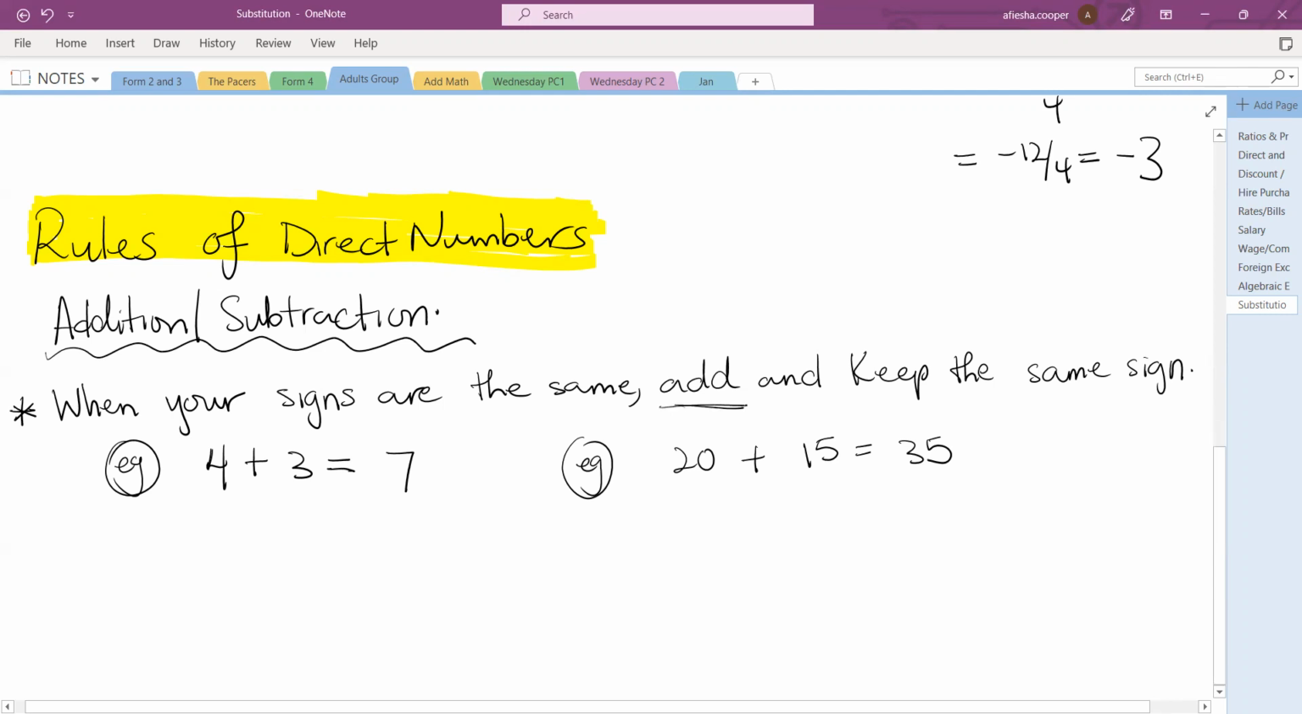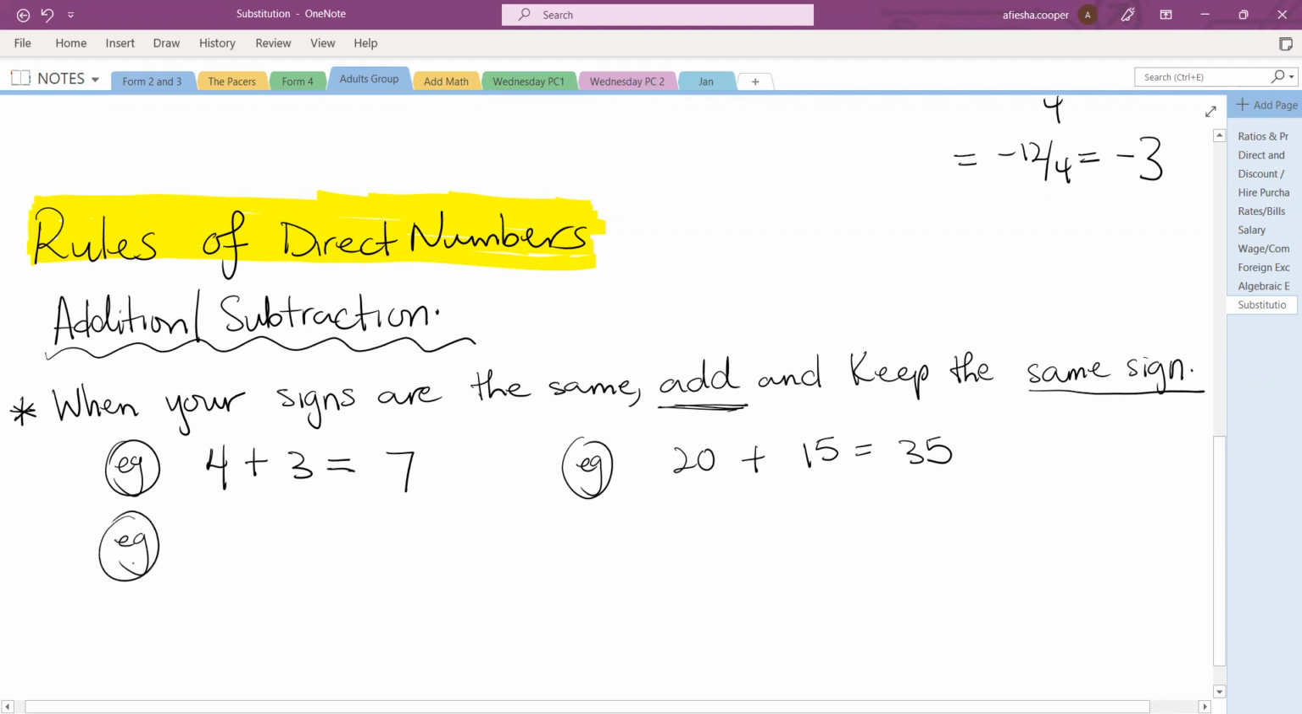Our rule is to add the two numbers, forget about the sign, add the two numbers, and then in our final answer, we put the same sign that we had. So for example, 4 plus 3. They are both the same sign, so we add them and we keep the sign, which is positive. Now another example, 20 plus 15, they are both positive, so we add them and we keep the sign, which is positive 35.